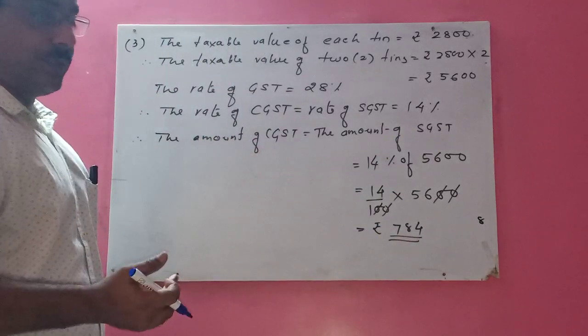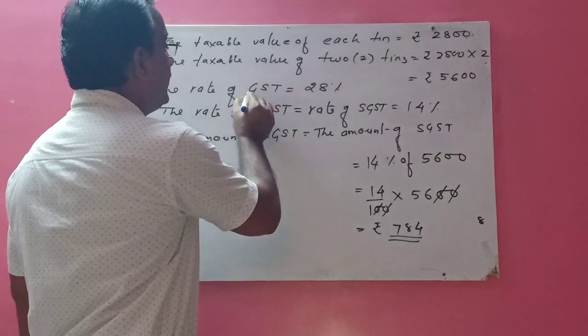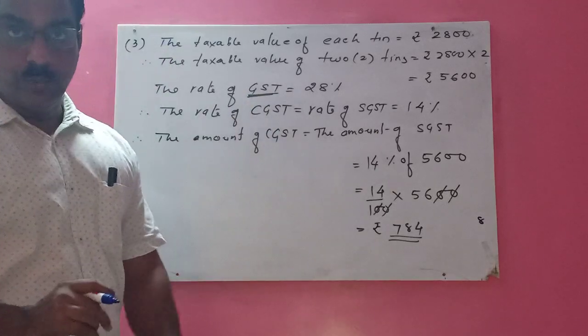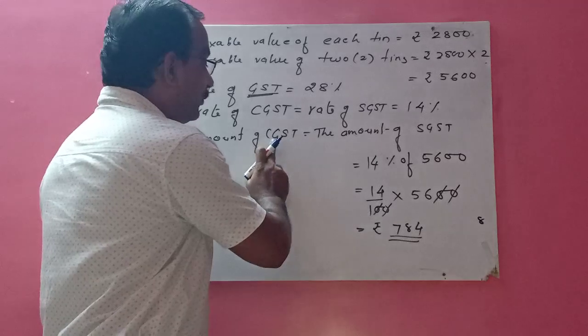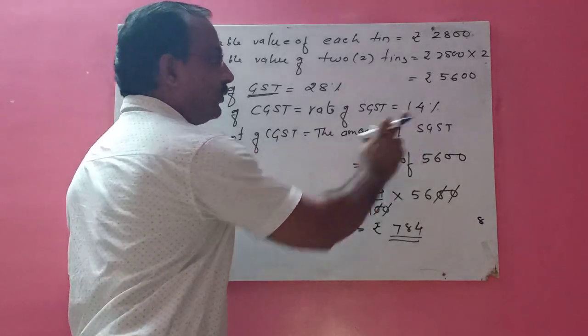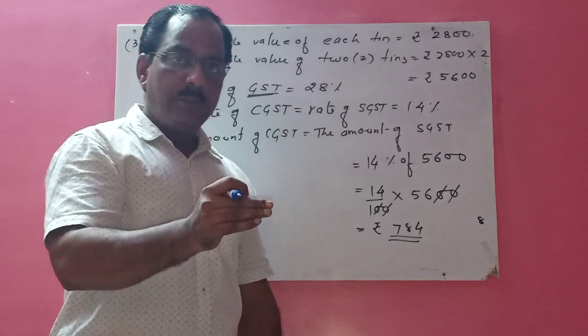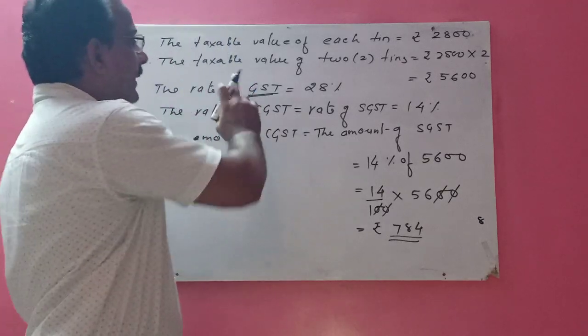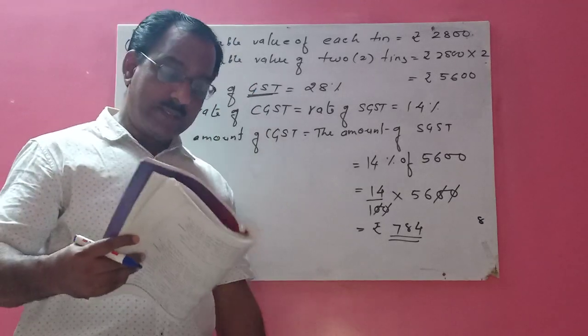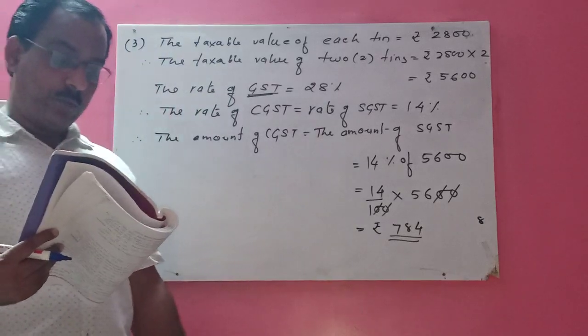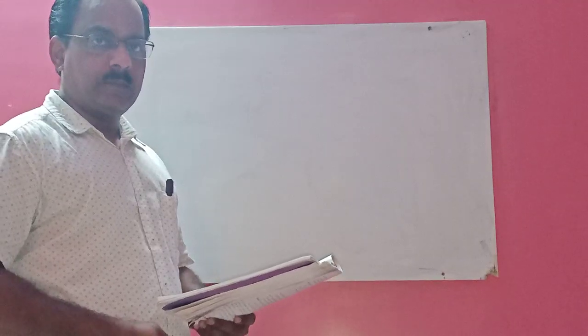But if I ask you a question, what is the amount of GST? Then what will you do? You should add the amount of CGST and the amount of SGST, means 784 plus 784, the total is the amount of GST. So this is about your question number 3.